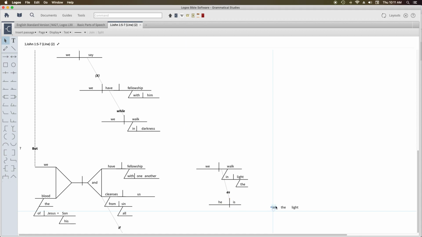And then we have in the light. So the same thing as this. It'd be the exact same thing. So you have your prepositional phrase, in light. In is the preposition. Light is the object of the preposition. And then you have the definite article the, modifying light.